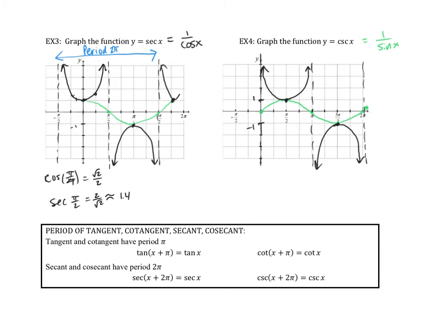Great, okay, the important thing here is that the period for cotangent and tangent is pi, but the asymptotes are different. And the period for secant and cosecant is 2 pi. So let's see what happens when we start making some transformations. It's going to be really similar.